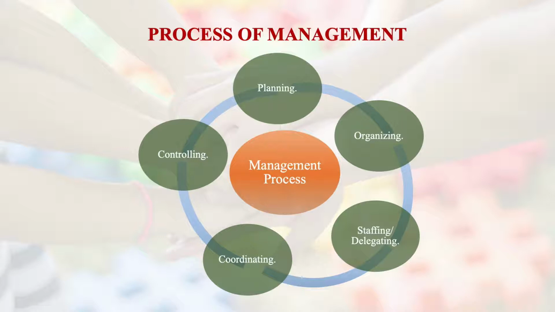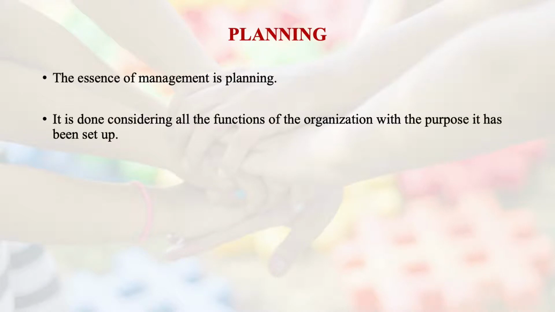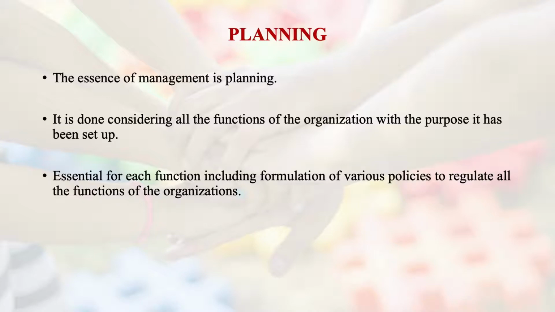So when we talk about the planning part, this is actually the essence of management planning, and you've already studied the strategic planning part. It is done considering all the functions of the organization with the purpose for which it has been set up. It is essential for each function, which includes the formulation of various policies to regulate all the functions of the organization. Planning is futuristic in nature. We try to describe what will be done, when it will be done, and how it will be done.